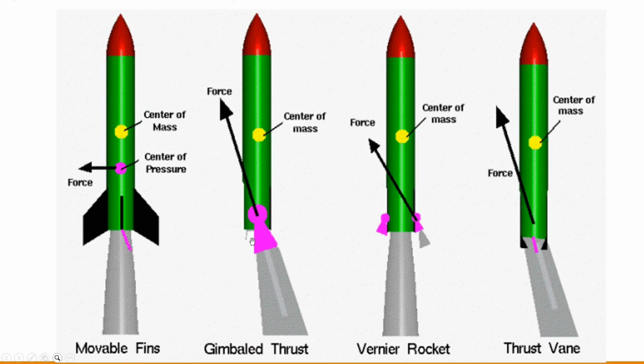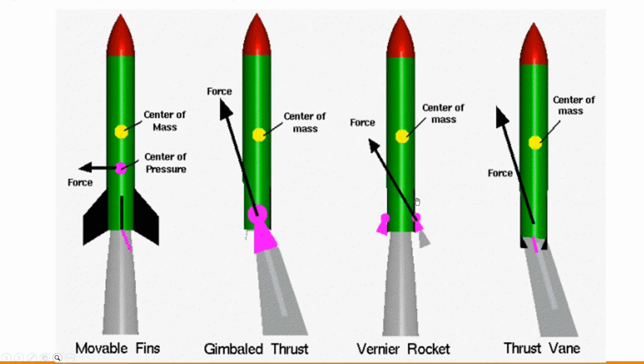For instance, if the nozzle is pivoted to the right, the thrust vector shifts, causing the nose of the rocket to move to the right. Gimbaled thrust systems are highly effective and are the primary method used in modern rockets due to their precision and reliability.